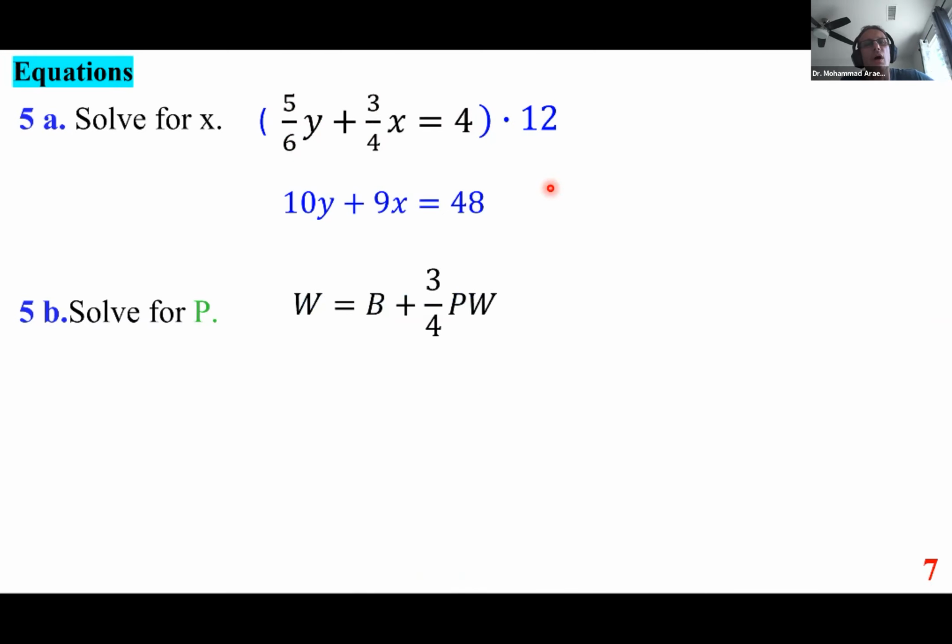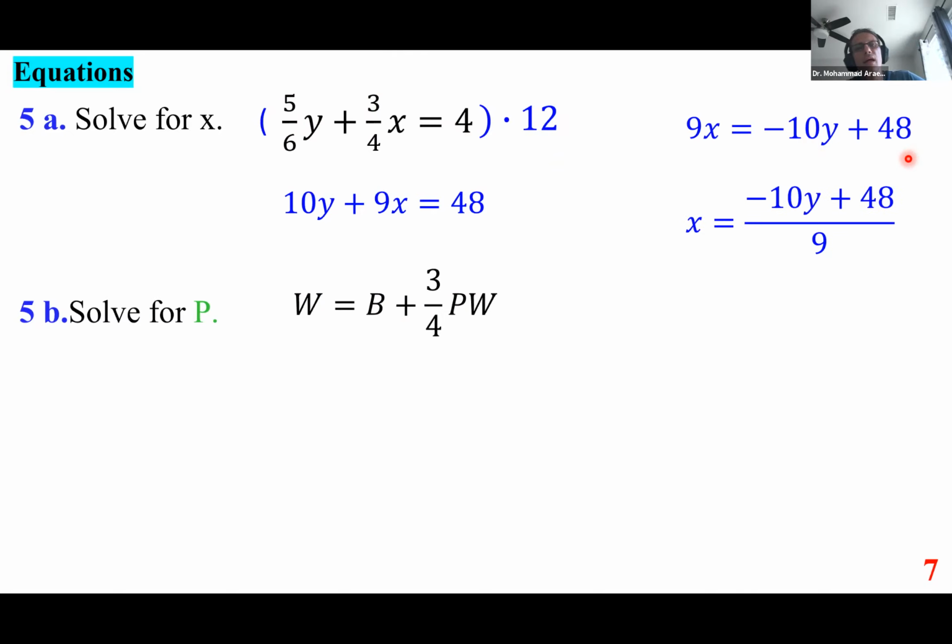So in one shot, we clear out all fractions. Again, this gets multiplied by the first, by the second term, and the right side. We are solving for x. Move the 10y. Becomes negative 10y. Divide both sides by 9. And that's your final answer.